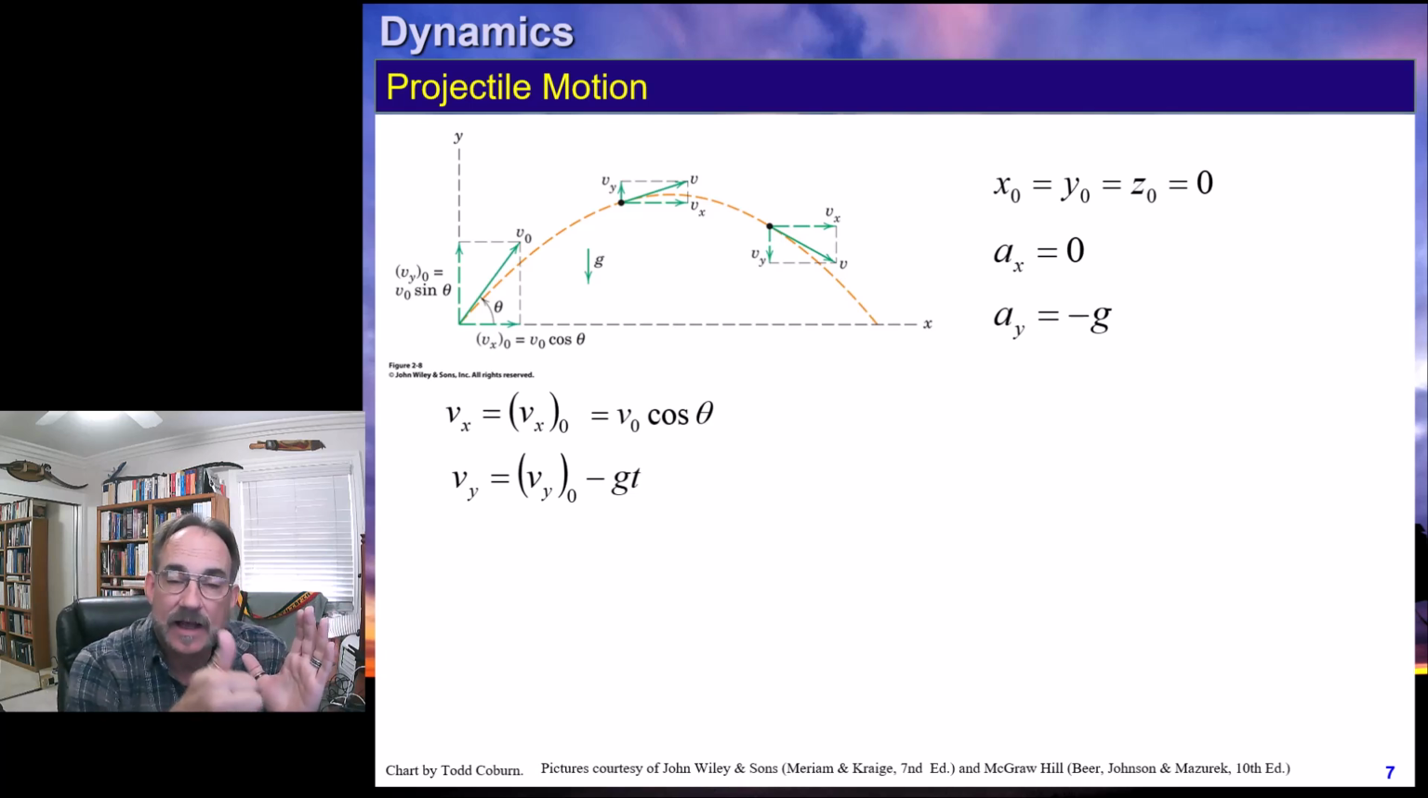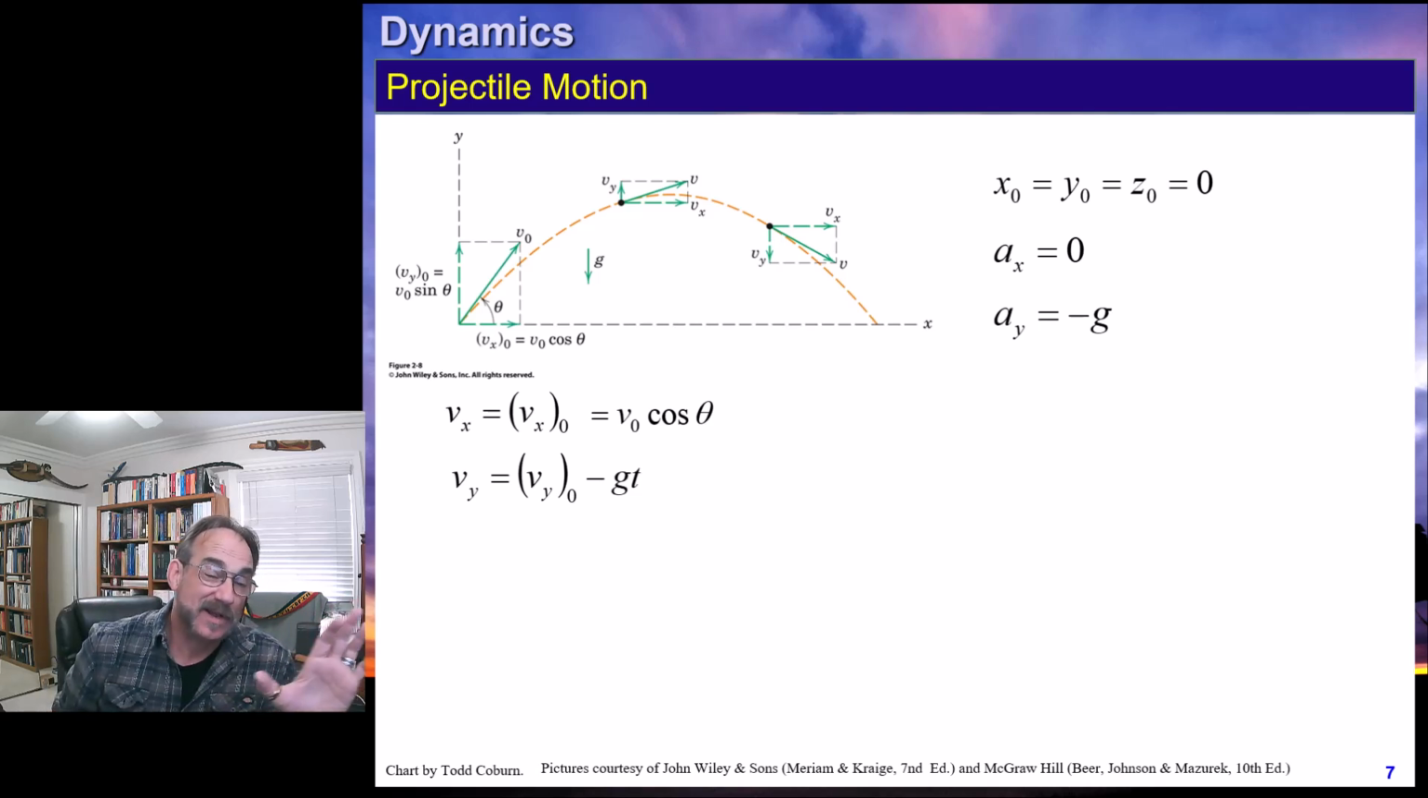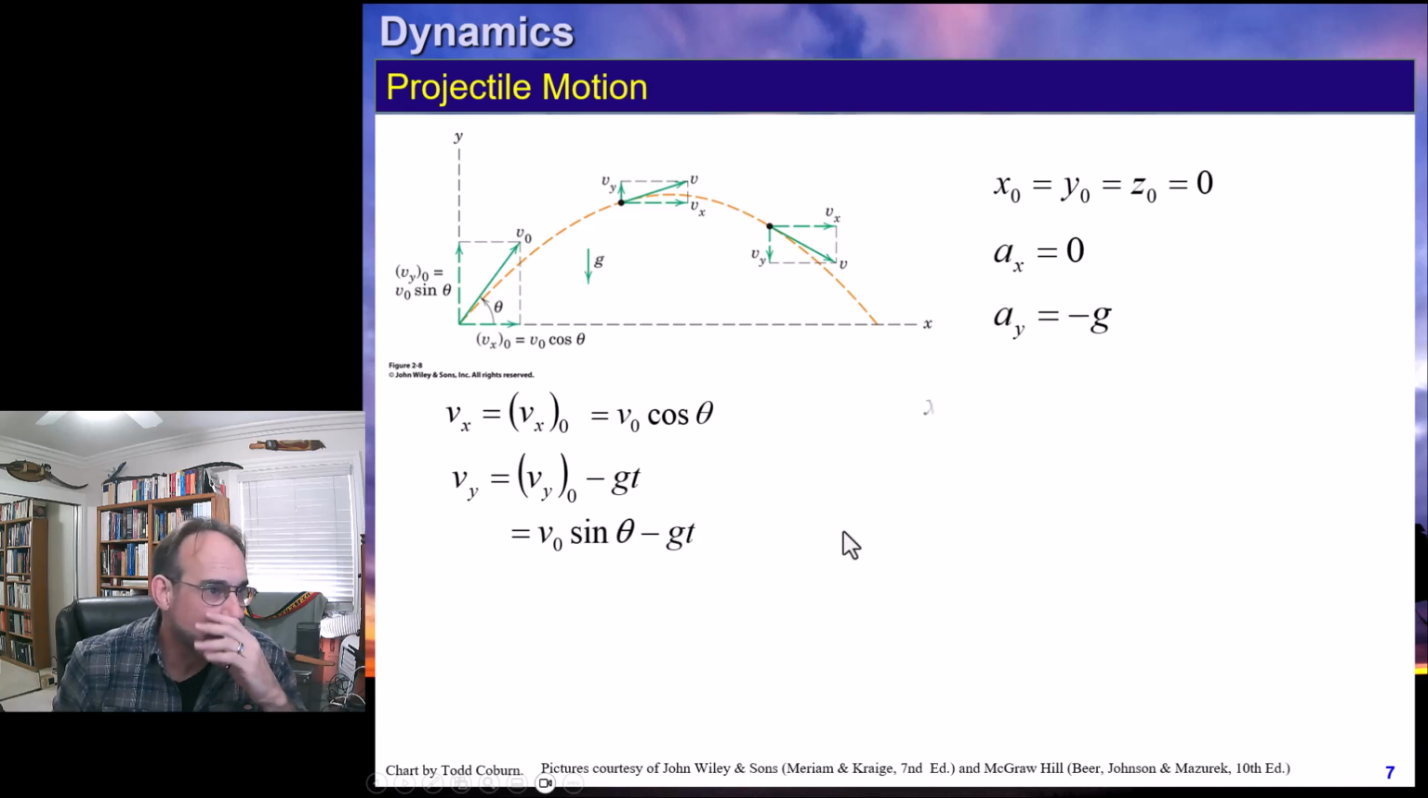And the at is, we're talking ay, which is negative gt. And so that's why we just applied that equation. We get it like this, which you can write like this, okay?